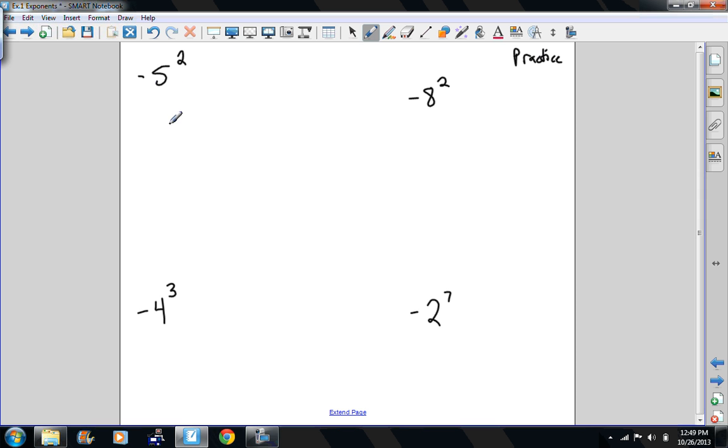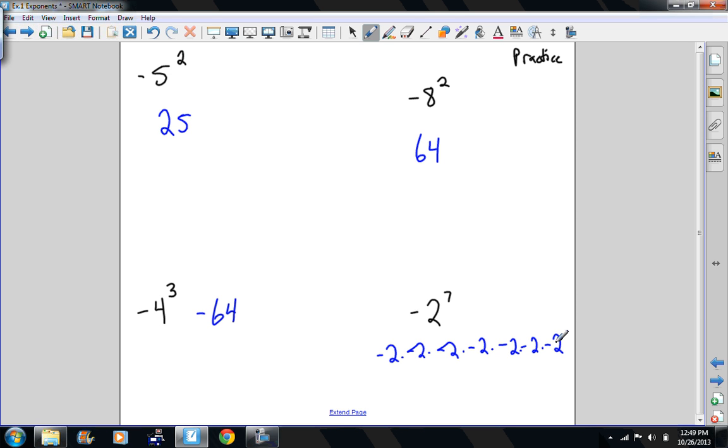Negative 5 squared should be a positive 25. Negative 8 squared, we've done that one, is 64. Negative 4 cubed should be negative 64. And negative 2 to the 7th, what's negative 2 times negative 2 times negative 2 times negative 2 times negative 2 times negative 2 times negative 2?